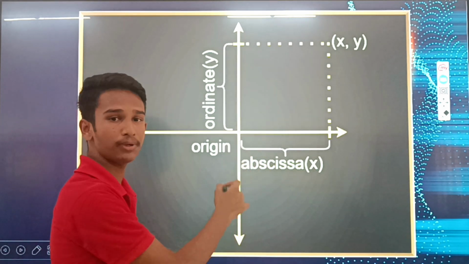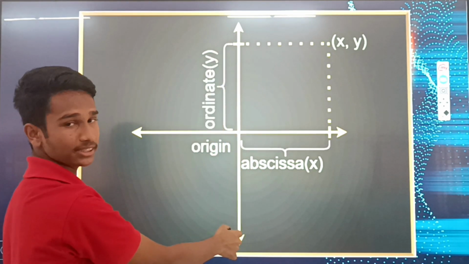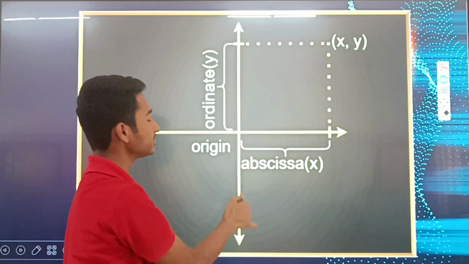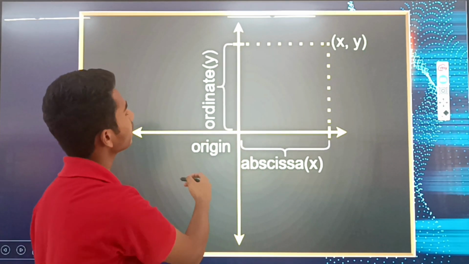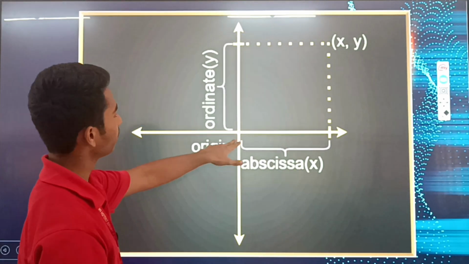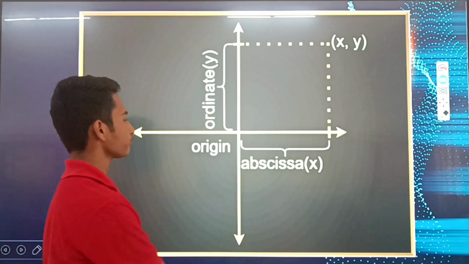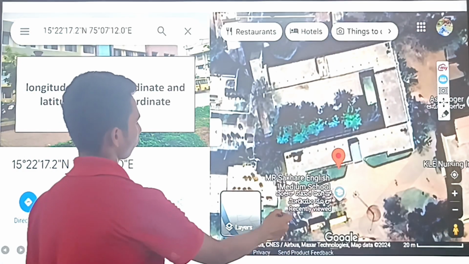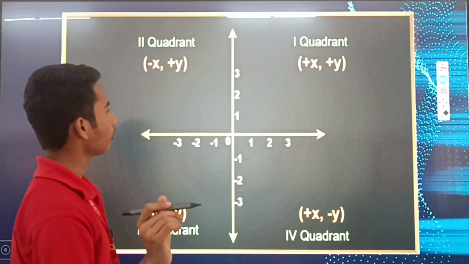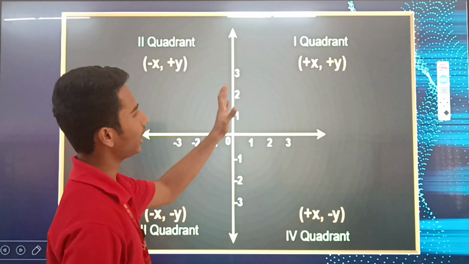This is the Cartesian plane. This vertical line is the y-axis and this horizontal line is the x-axis. The y-axis is also called the ordinate and the x-axis is also called the abscissa. And the point of intersection of both is called the origin. Moving on, the coordinates of a point we can write as (x, y).